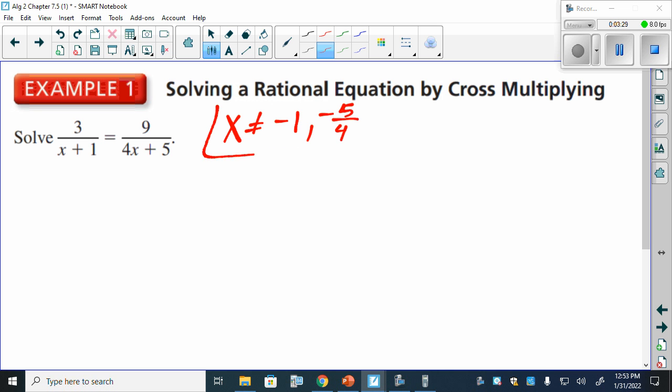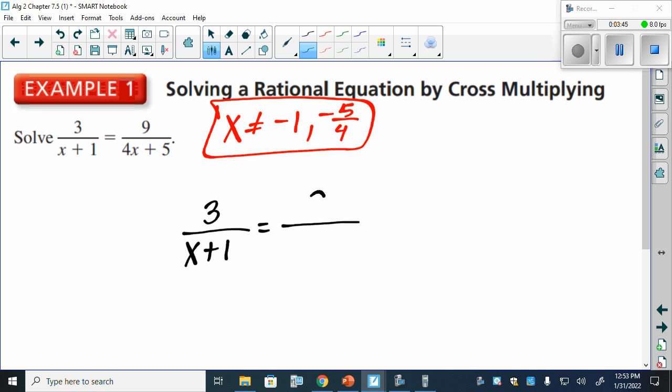Now, this is just telling us what the values of x cannot be. So if we get a solution of one of these two, it's telling us that it doesn't work in the original problem, because we cannot have a value of x as a solution that will also make one of the denominators 0. Now we're actually going to go about solving it.